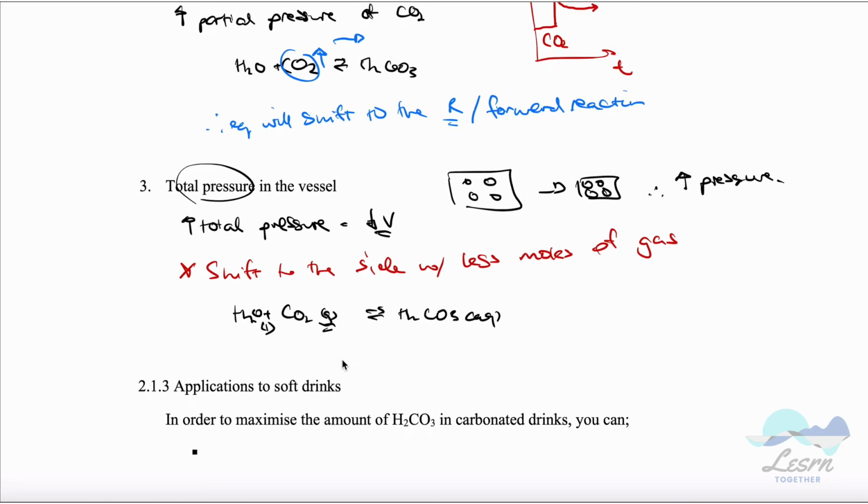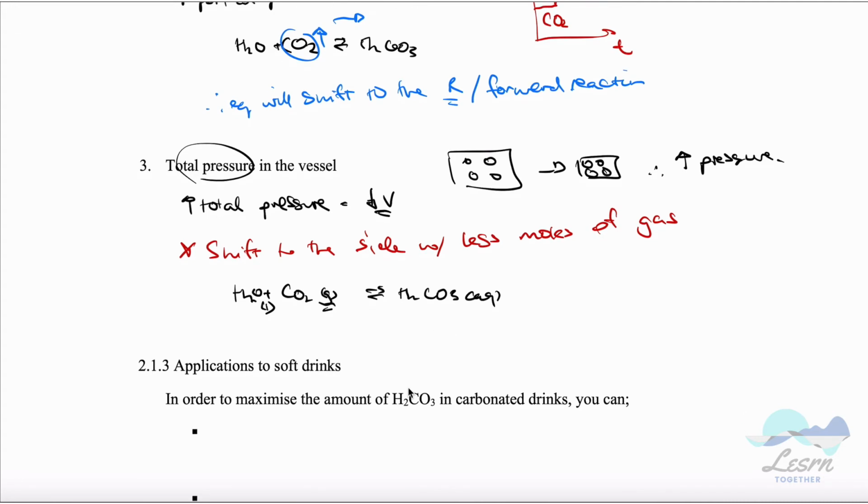In this example, which side has less moles of gas? On the left-hand side, there is 1 mole of gas, the CO2, and on the right-hand side, there are no moles of gas because the carbonic acid is aqueous. So in this example, the equilibrium will shift to the right, okay? Because there's less moles of gas on the product side. There's no moles of gas on the product side.